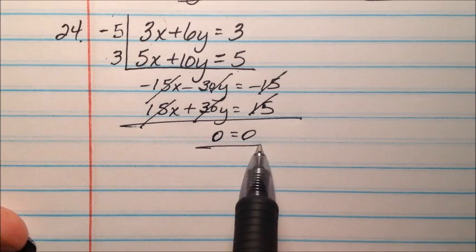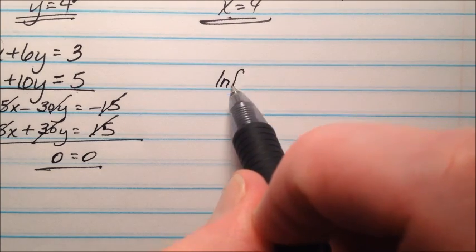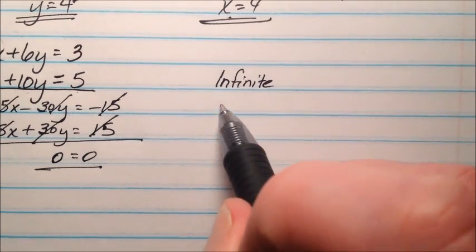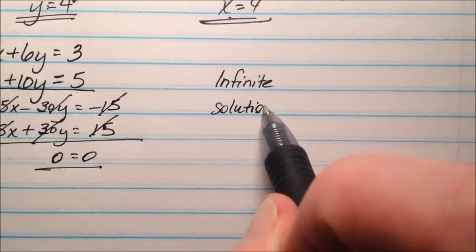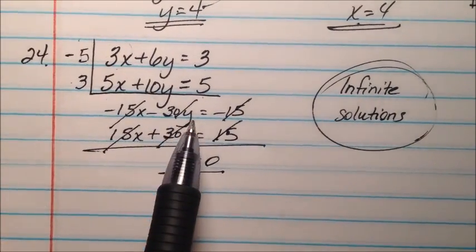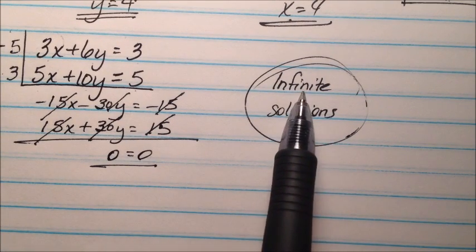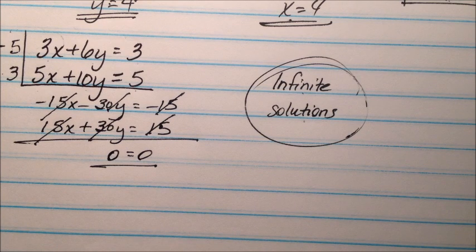Well, all my variables canceled. I was left with a true statement. So the answer is going to be infinite solutions. What this means is these two lines are the same exact lines, and we call them coincident, and they just lay on top of each other. So they essentially intersect at every point. So there's an infinite number of points because they are the same line. They are on top of each other. So we call that infinite solutions. If we were going to classify that, that would be consistent and dependent.